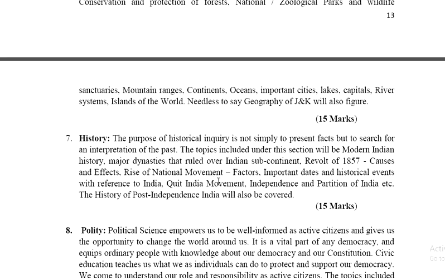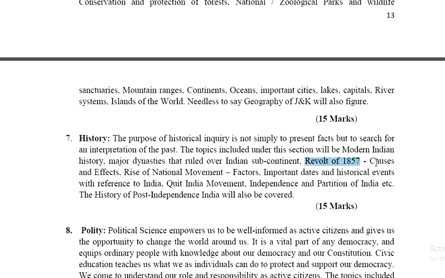So moving on to history. See, history is not going to change. History is not going to change in the course of one or two days. The purpose of historical inquiry is not simply to present facts but to search for an interpretation of the past. Topics include modern Indian history, major dynasties that ruled over the Indian subcontinent. Okay, this starts from Mughal. Revolt of 1857. It's important.